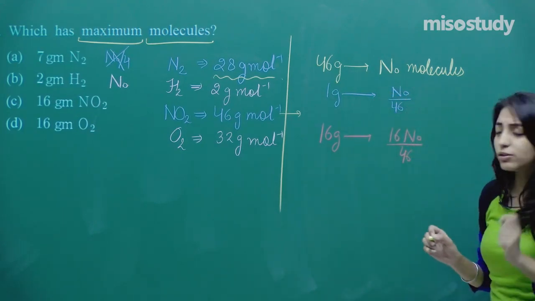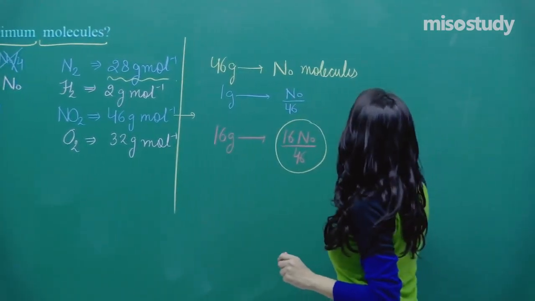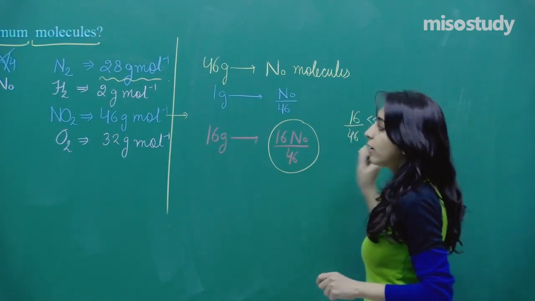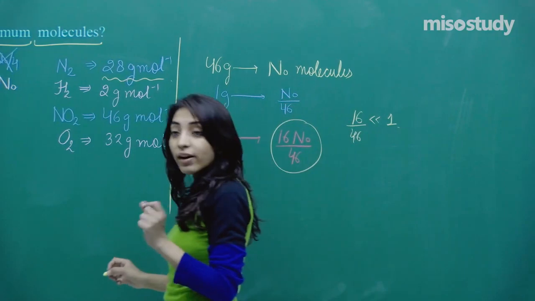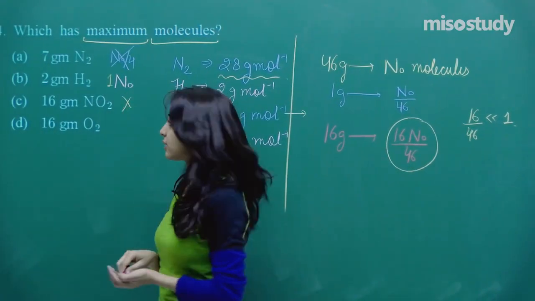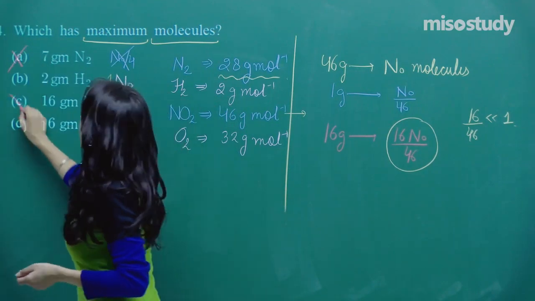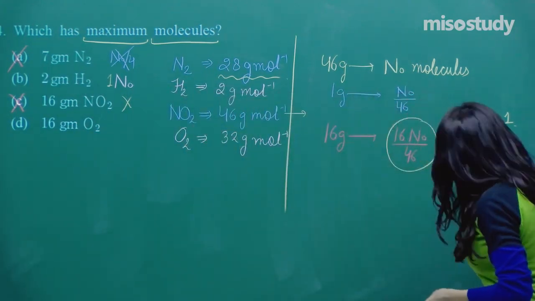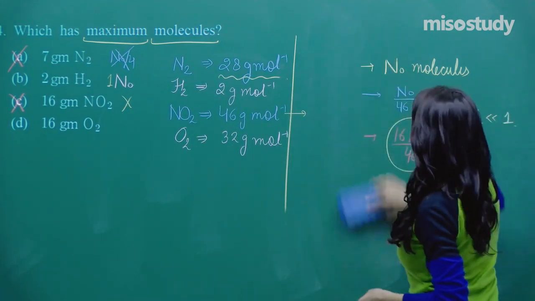Don't waste your time in solving all these, guys. 16 by 46 is genuinely a number less than 1. So the maximum number that we have as of now is 1 N naught. So even this will not be the correct answer. So just ignore this, right? Let's move on to another, which is 16 grams of O2.